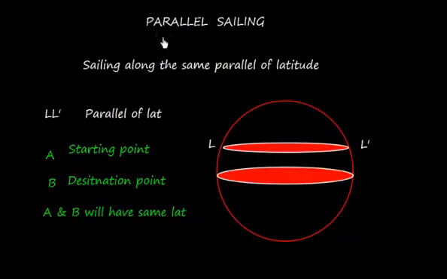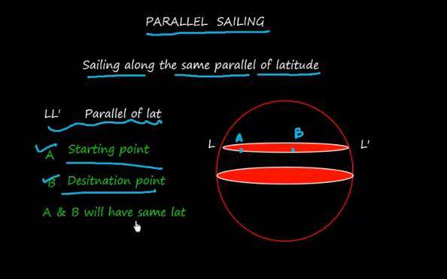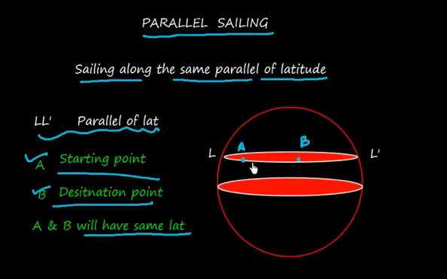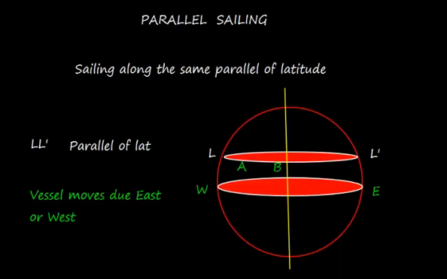In this video, I'm going to discuss parallel sailing. So this is the sailing along the same parallel of a latitude. Here this is L and L dash, and this is the parallel of a latitude. Suppose this is the starting point A and there is a destination point B. So starting and destination points are having the same latitude. These 2 points will have the same latitude. So this kind of sailing is called parallel sailing.